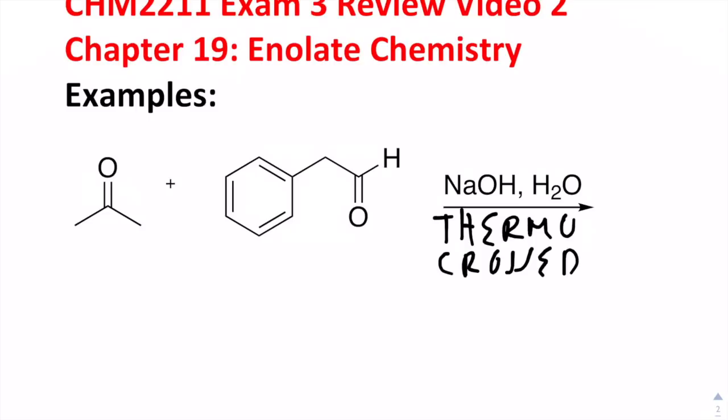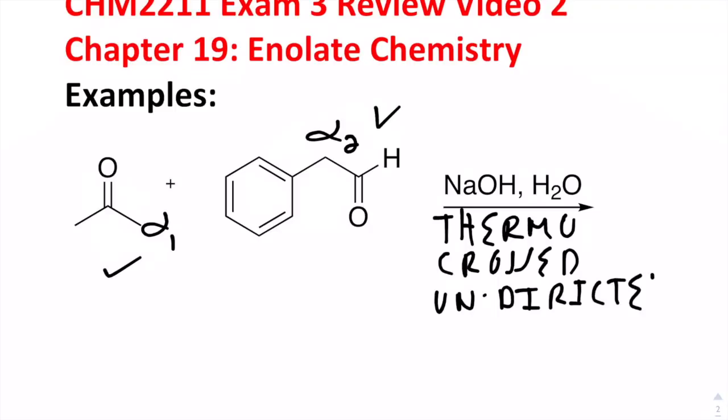Let's look at this alpha position over here, and this alpha position over here, so I'll call that alpha 1, and this is alpha 2. There are alpha protons, so we can form an enolate here, and there are alpha protons, so we can form an enolate there, so it most certainly is undirected. So in undirected situations, we typically have a mixture of products, unless it's the same molecule.